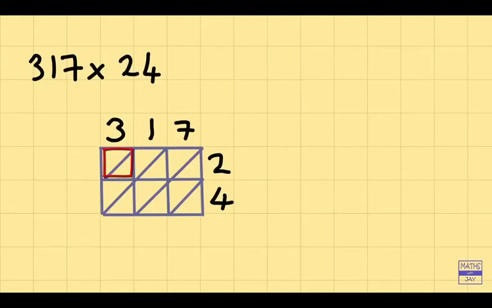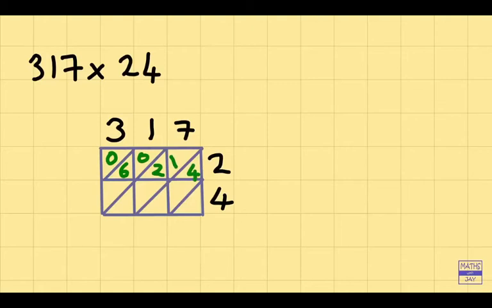Multiplying 3 by 2 gives us 6, so we put 0 and 6 in our first square. Multiplying 1 by 2 is 2, so 0, 2 in our second square. And then in our next square, 7 times 2 is 14, so 1 and 4 either side of the diagonal here.